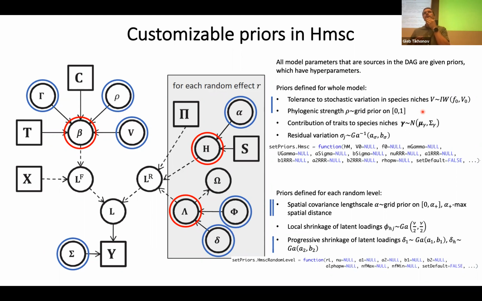Maybe you have anything on this one. Do you have a good example where we actually needed to put phylogenetic strength significantly different from the default prior? No, I don't think so. Okay, a negative answer from Otso.